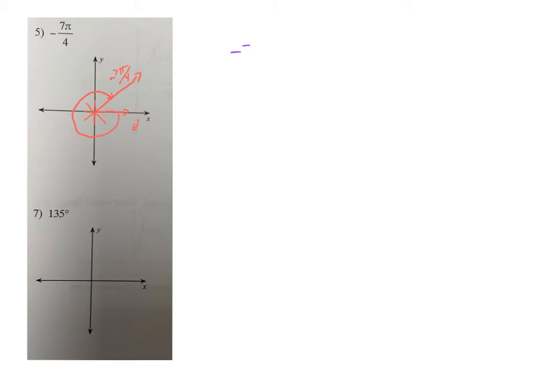Then I'm going to take that negative 7 pi over 4, and I need coterminal angles. So I need to add 2 pi to that one, and subtract 2 pi from that one, and that will give me my coterminal angles. Now, keep in mind you need a common denominator. So 2 pi, if I want it as a 4, is going to be 8 pi over 4.